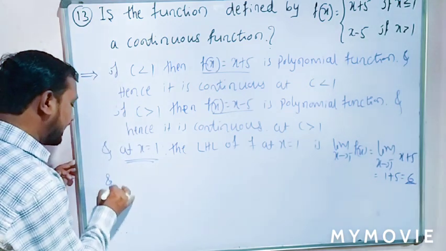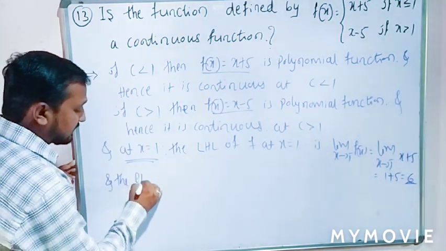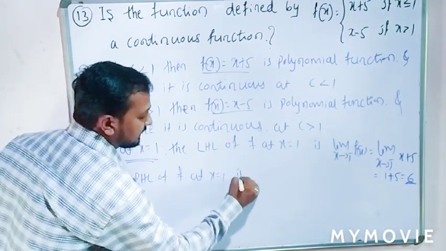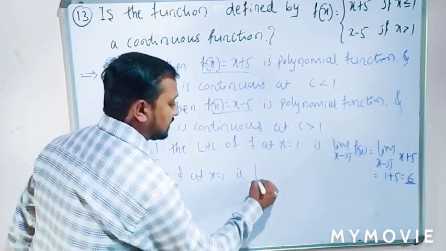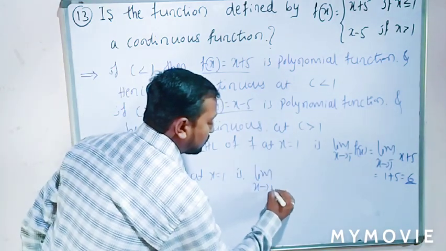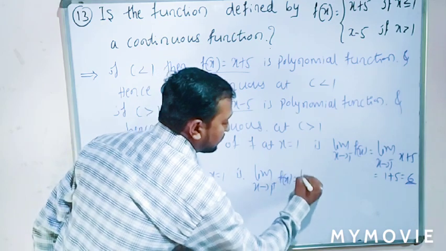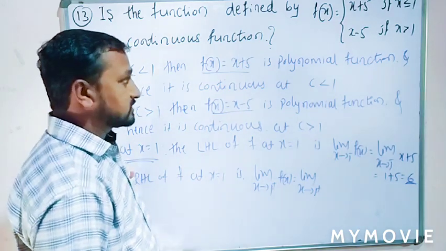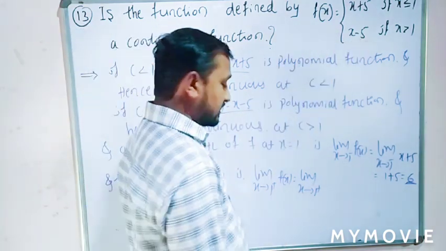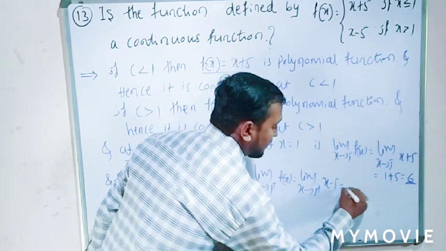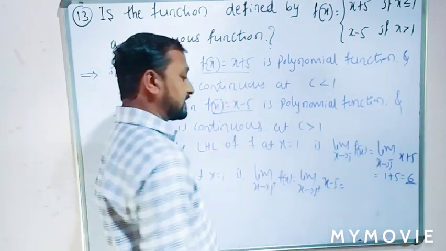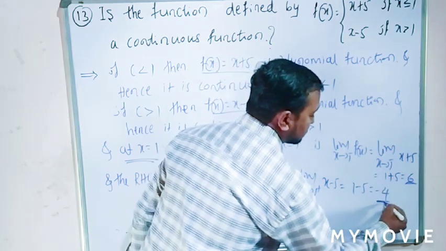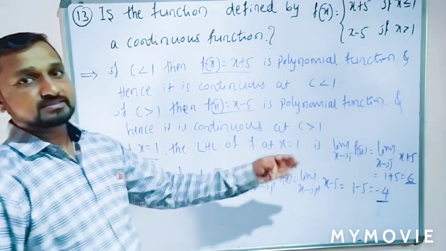And the right hand limit of f at x equal to 1 is limit of x tends to 1 plus f of x, the symbol of RHL. What is your f of x? F of x should be x minus 5. So x minus 5, apply the limit, that is x tends to 1, that is 1 minus 5 is equal to minus 4. Here the RHL is minus 4 and LHL is 6.